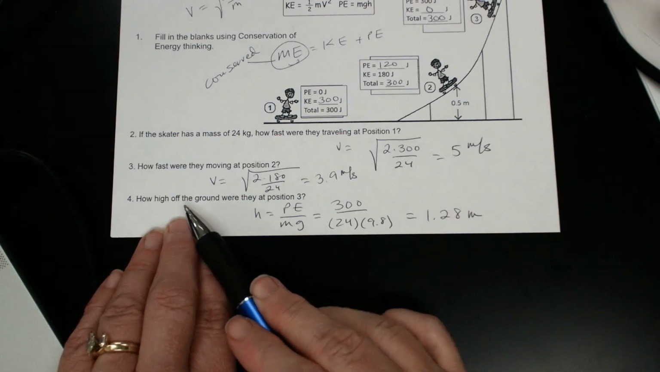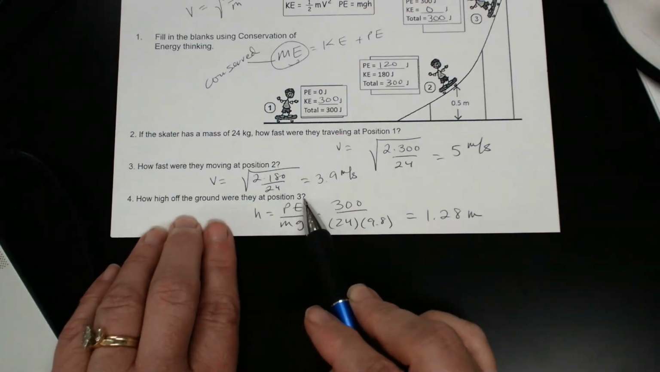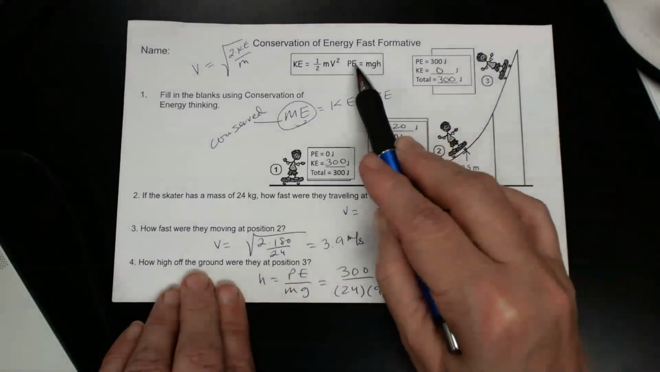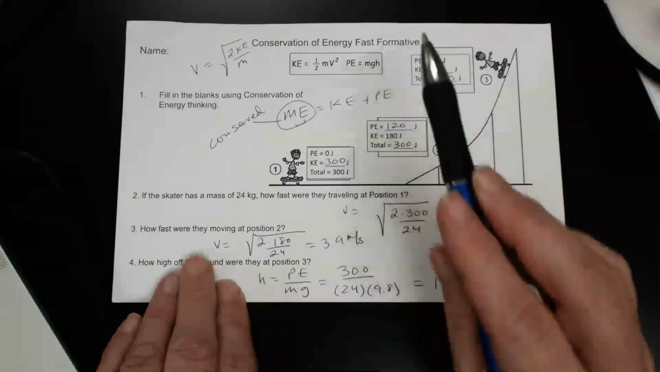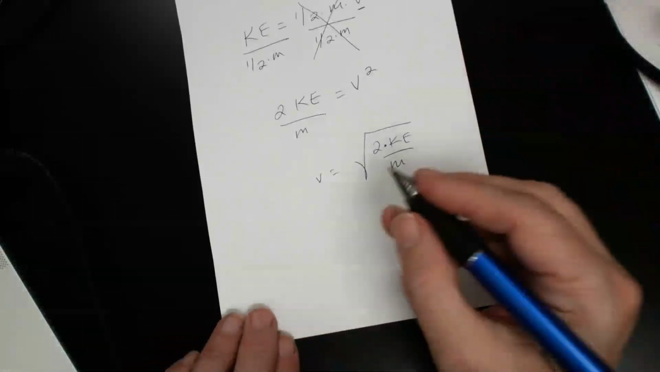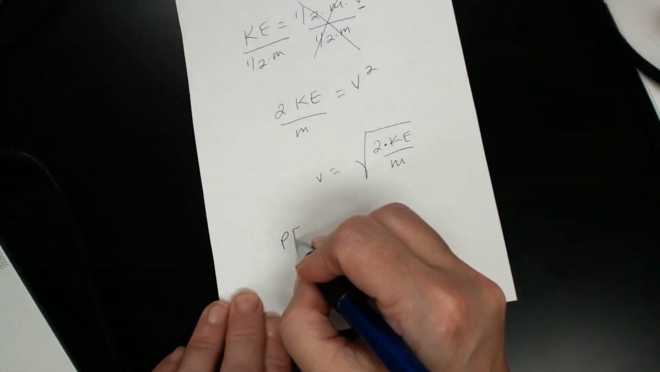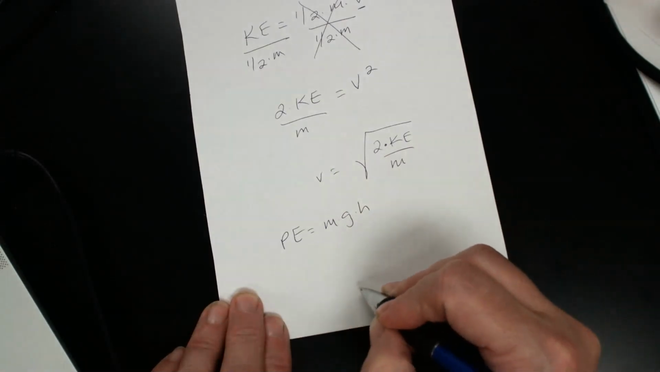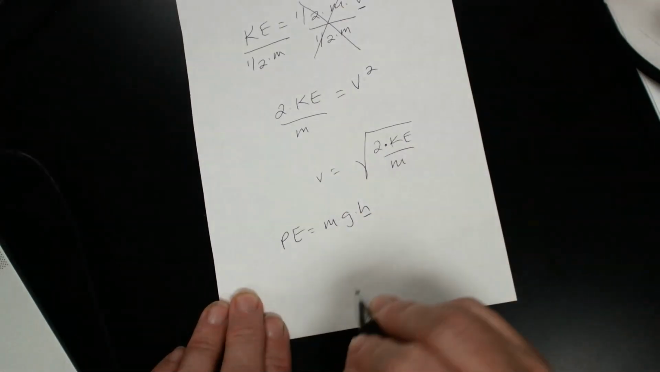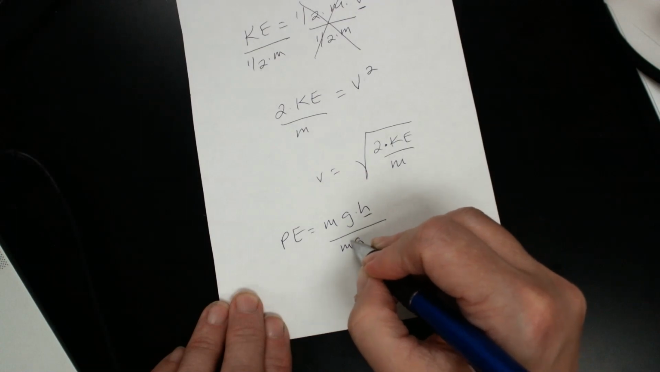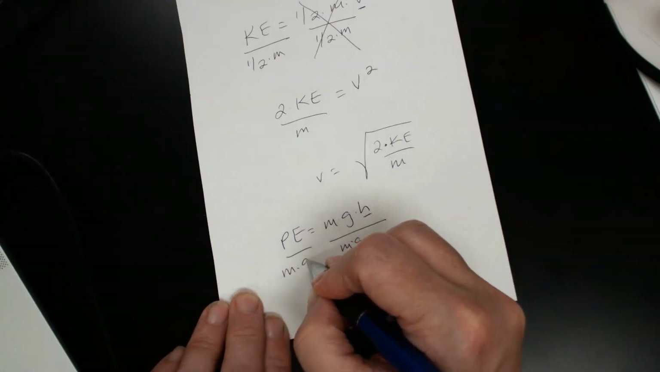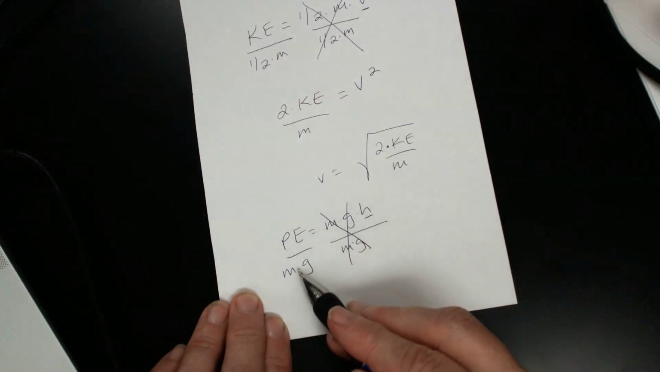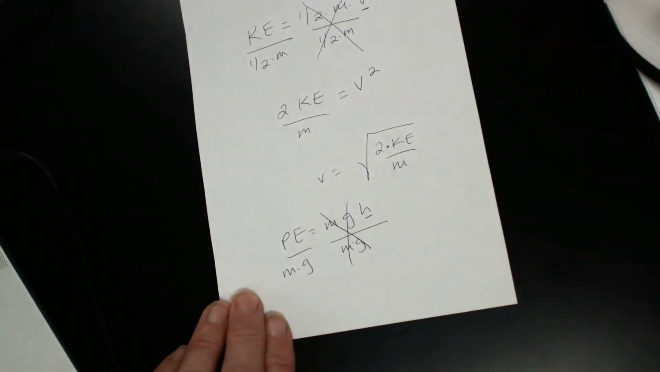The last question on here: how high off the ground were they at position 3? So we can use our potential energy here and our equation and solve it for h. Again, this one's a little simpler because it doesn't have a square root in it. I've just got m times g times h. If I want to solve for h, I'm just going to divide both sides by m times g. And that gives me height equals potential energy divided by m times g.